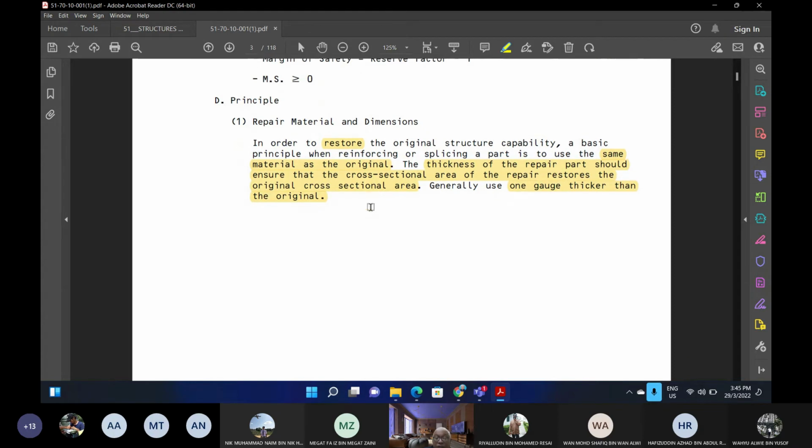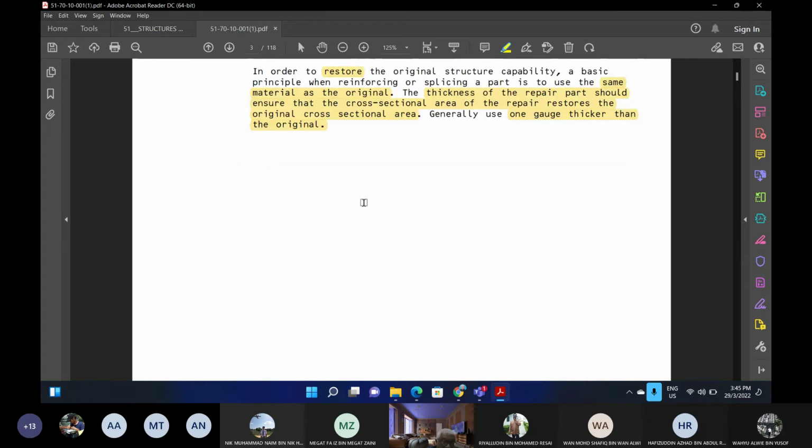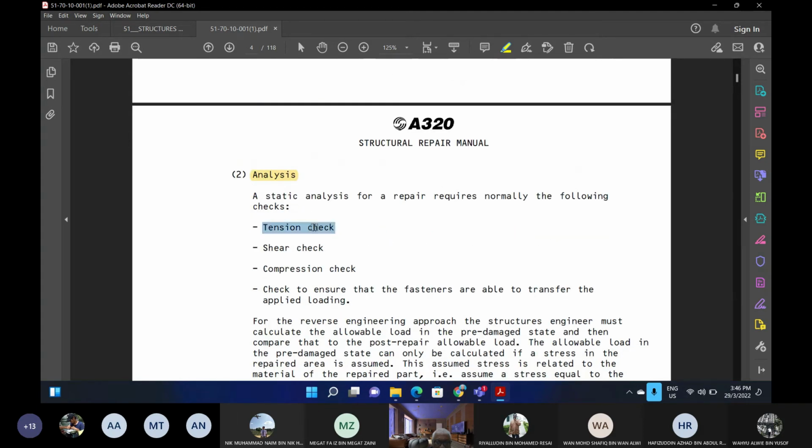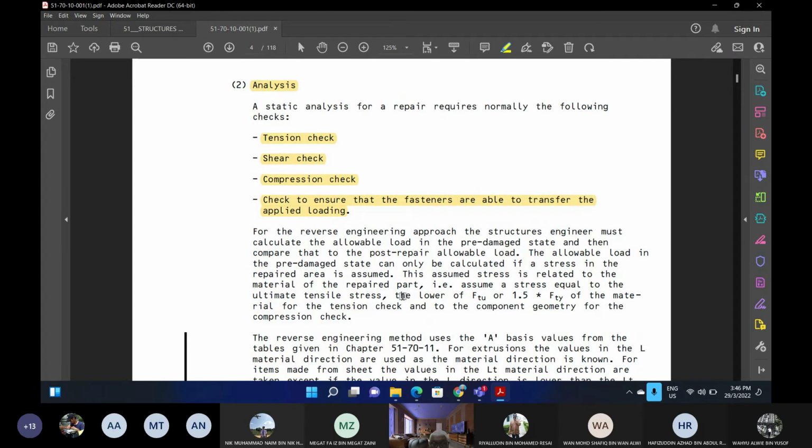Always think of that. However, we cannot just let it loose. We have to do the check. That's why analysis has to be done. Analysis for repair requires the following checks: tension check, net tension failure, shear check, shear out, shear failure, compression check, bearing. Check to ensure fasteners are able to transfer the applied load. Also, you need to check whether you use appropriate fastener or not. Okay, that is analysis to be done.